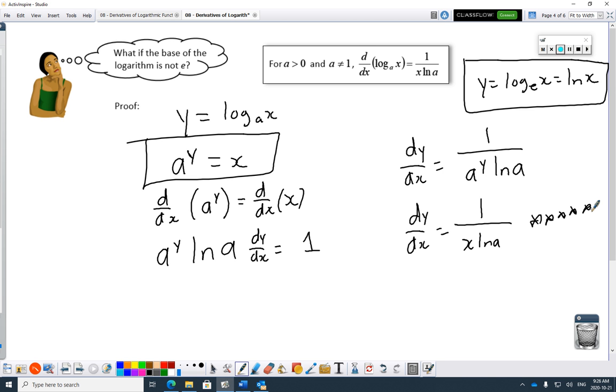Hopefully, on a scale of 1 to 10, the first time I explain it, you're like a 5. I sort of get it. And then hopefully, the second time through, you're like a 6 or a 7. You're like, okay, I can sort of handle these steps.